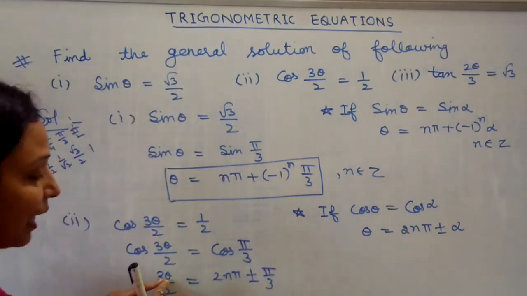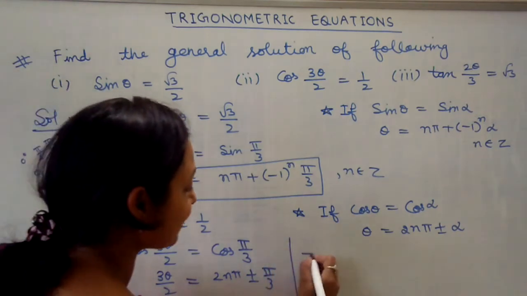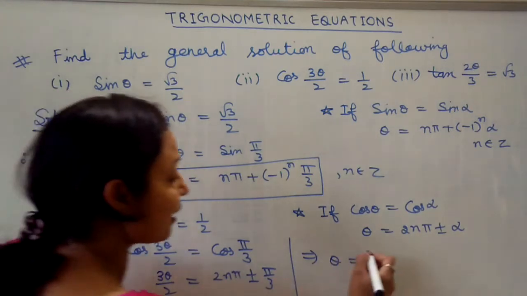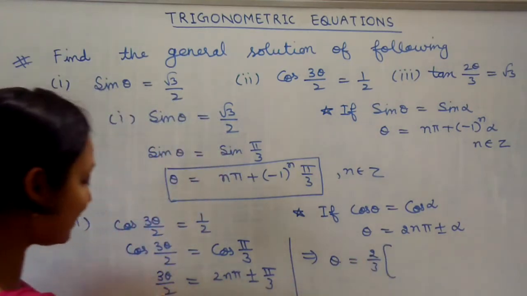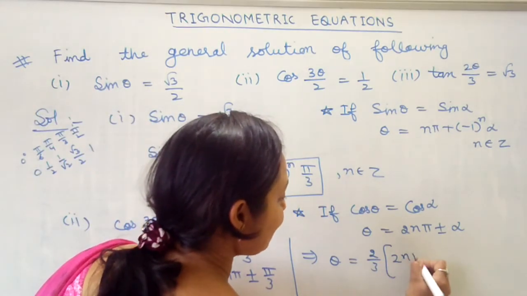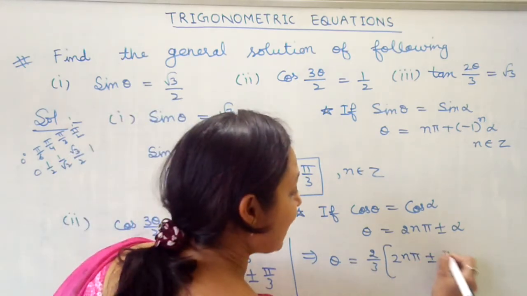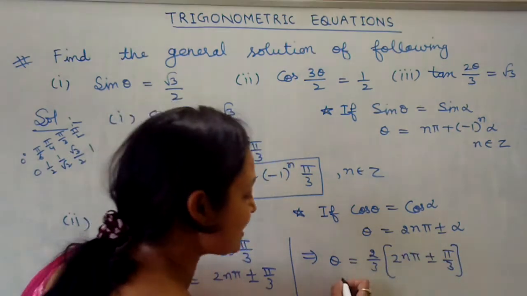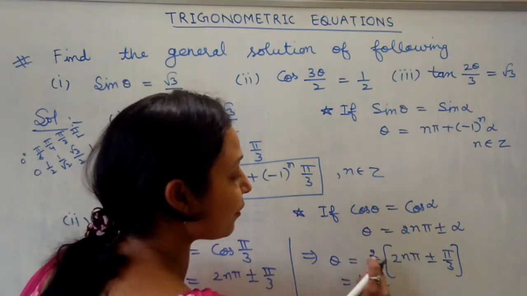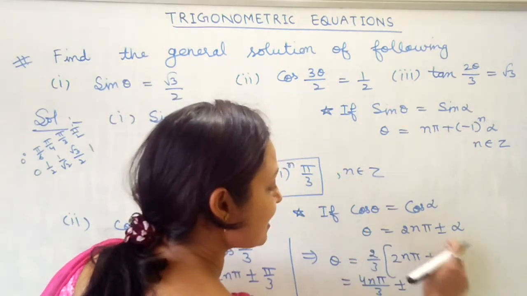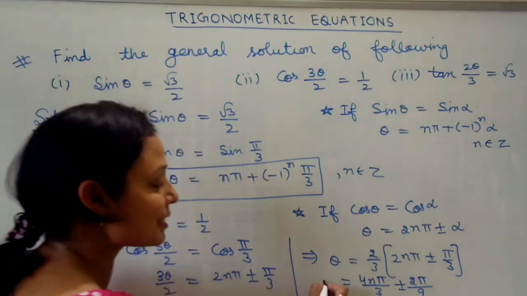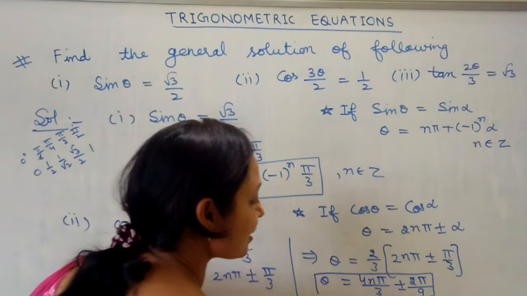But I want the value of θ. So what will happen in the next step? In the next step, when you take θ, the 2 by 3 comes like this, and 2nπ plus minus π by 3. I will multiply both terms inside the bracket. This is 4nπ upon 3, 2 2s are 4. Then when you come with this term, it will be equal to 2π upon 9, 3 3s are 9. So this is the second question's solution.